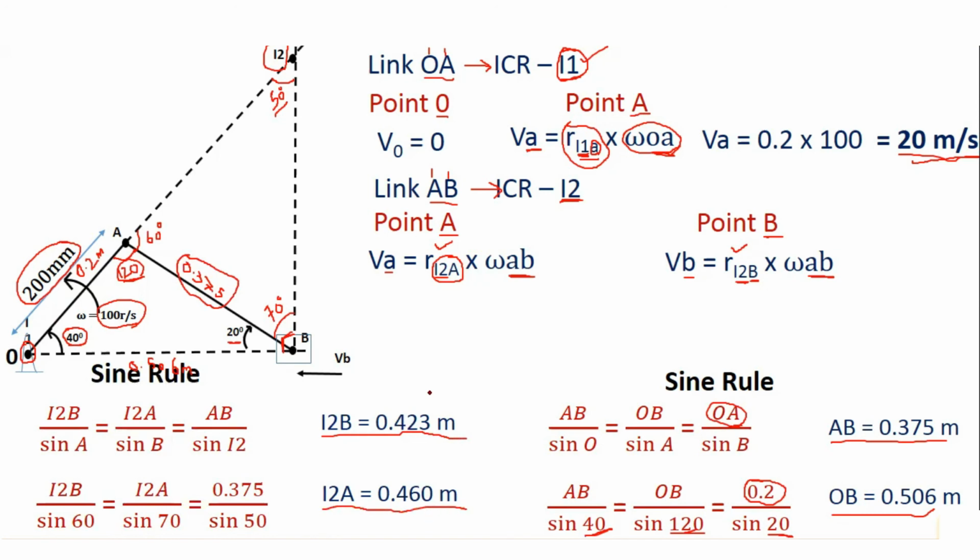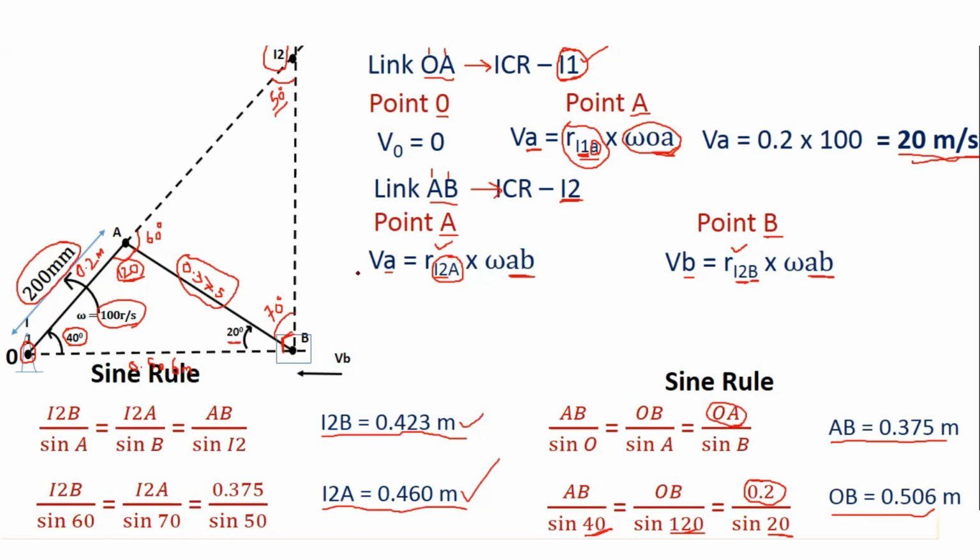Again, simple, what I have done, I have just applied a sine rule. Sine rule, what it says, side divided by sine of opposite angle. So it will be AB divided by sine of 50. Opposite angle is 50 to AB. And similarly, we can go ahead. Now you see that the requirements were I2A and I2B, which we have already found out here. I2B, I2A.